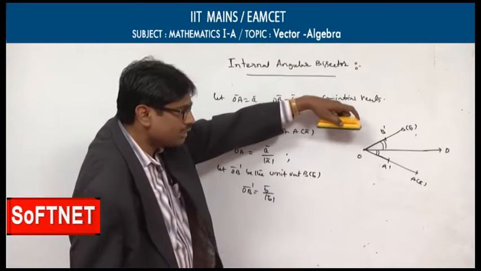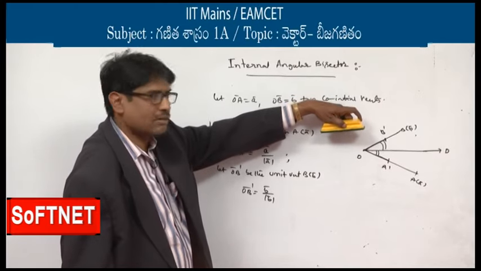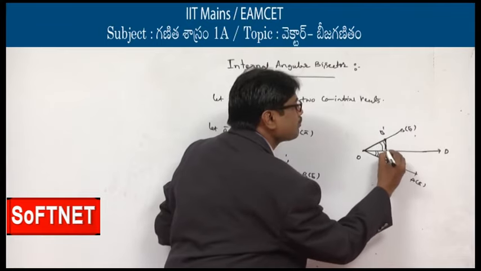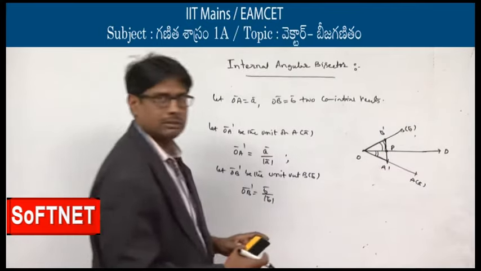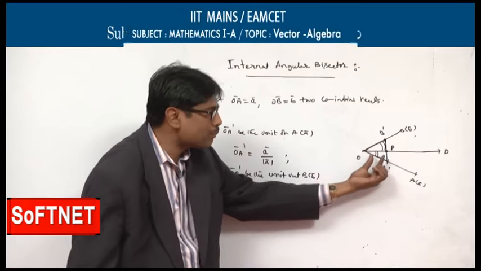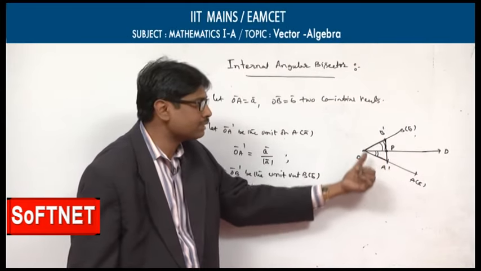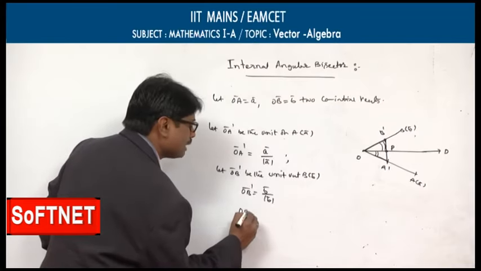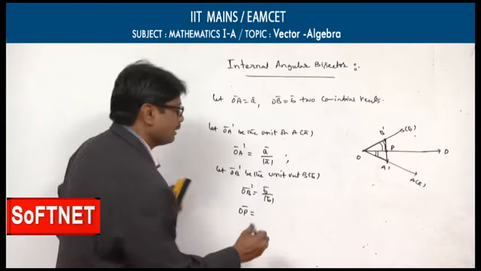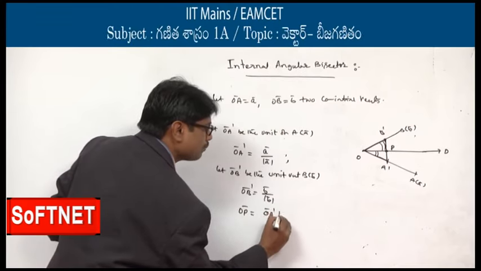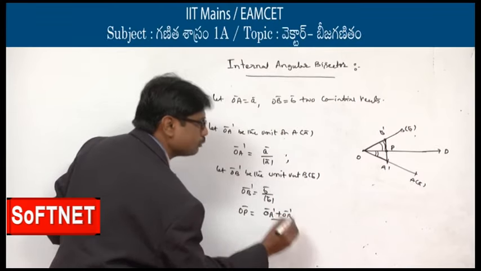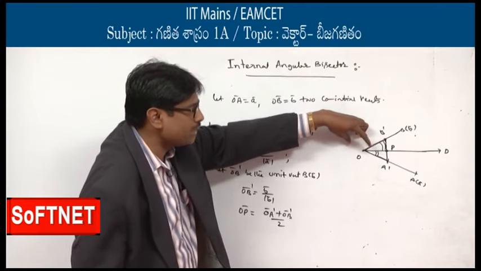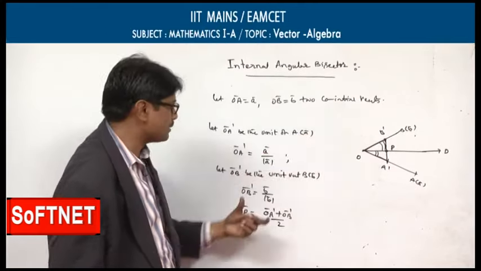In order to calculate the position vector of the internal angular bisector, you take their midpoint. We learned one small property in geometry. What is the geometry property? Any point you take on the internal angular bisector will be equidistant. So your OP bar will be the midpoint of these two, that is OA dash bar plus OB dash bar divided by 2. Any point on the internal angular bisector is equidistant. So OP is equal to this.